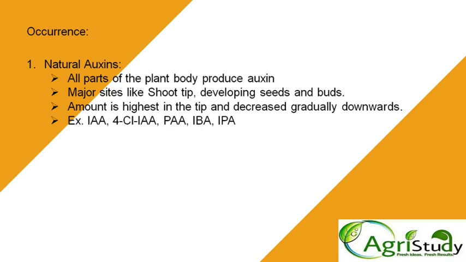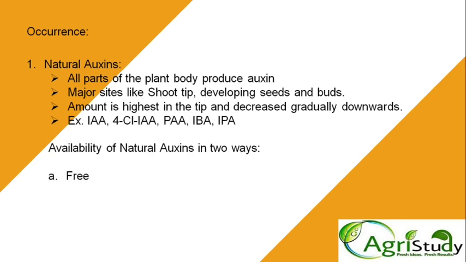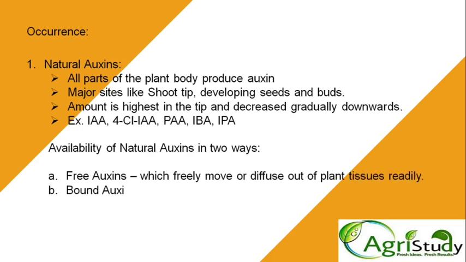Examples of natural auxins are IAA indole acetic acid, 4-Cl-IAA, PAA, IBA indole butyric acid, and indole propionic acid. These are all the natural auxins that are available. Next, the availability of natural auxins within the plants is in two ways: free auxins or bound auxins.